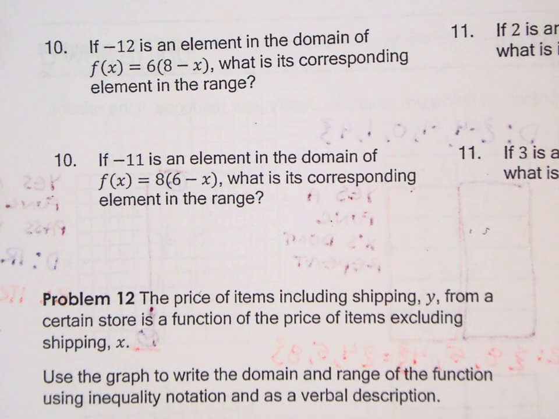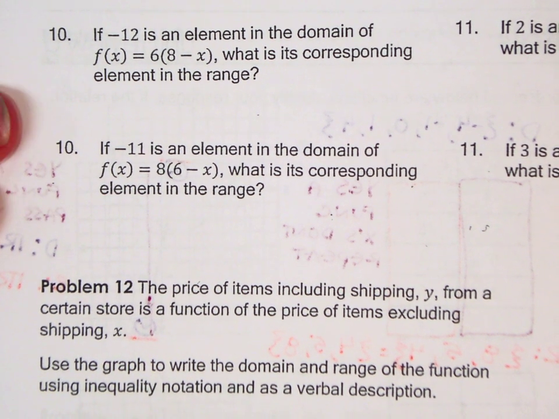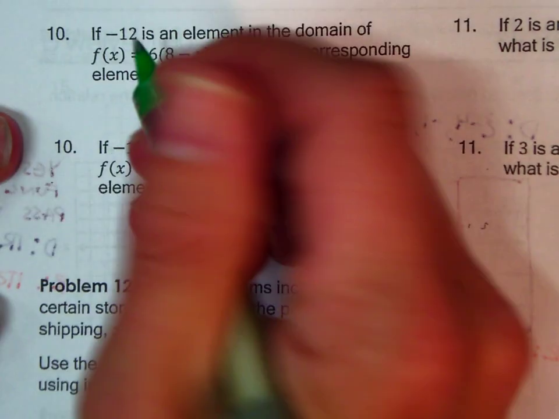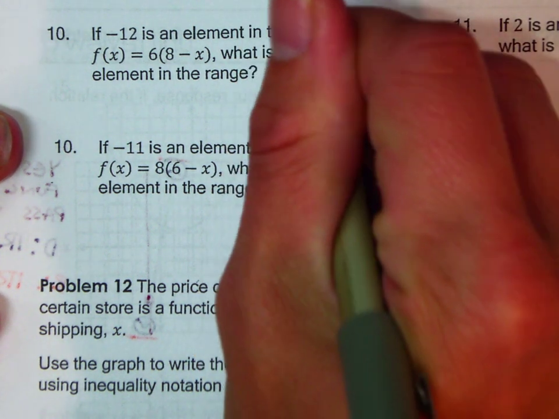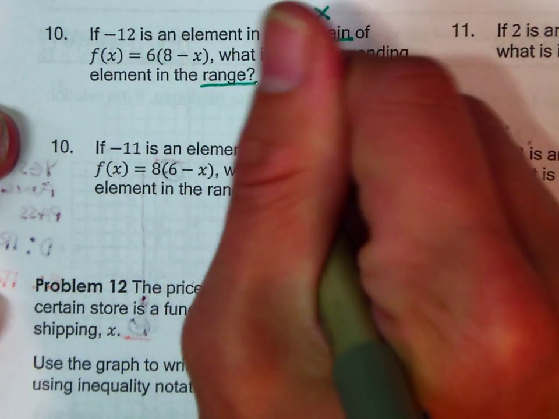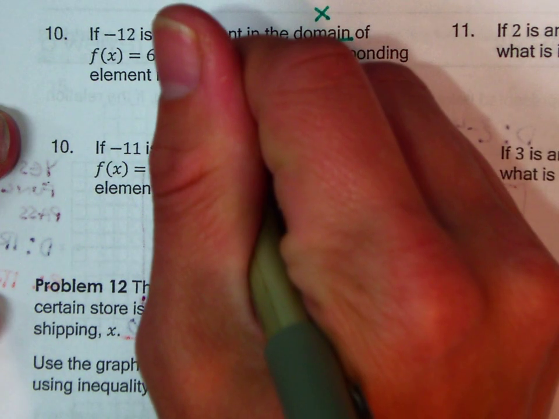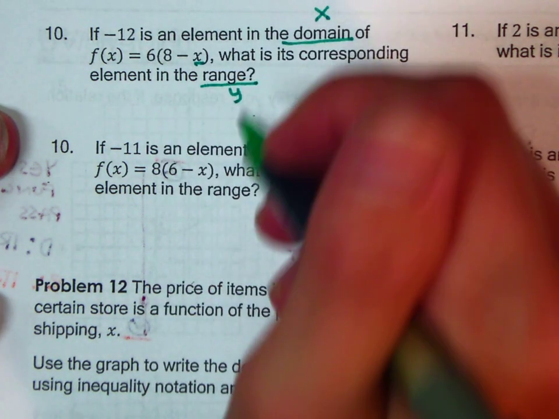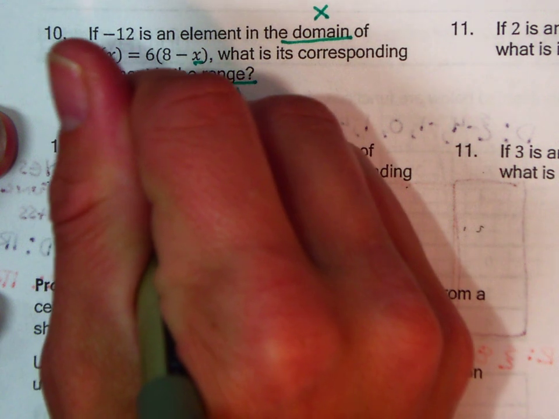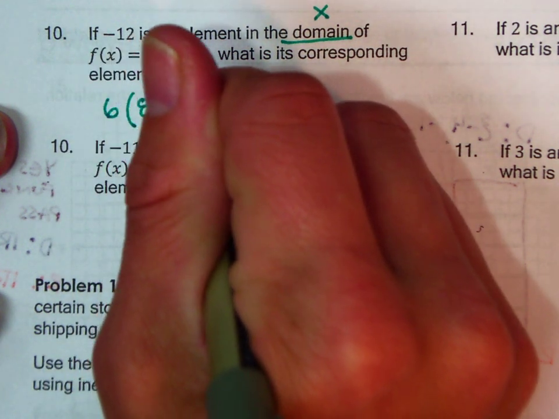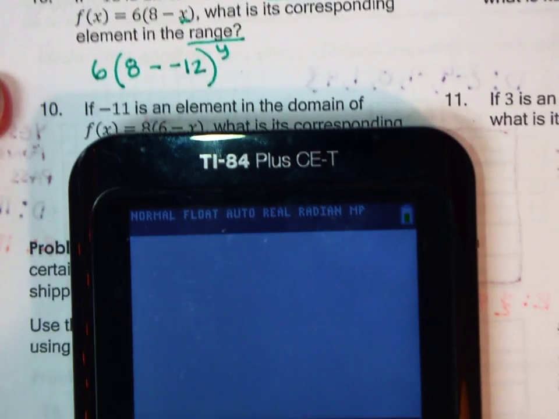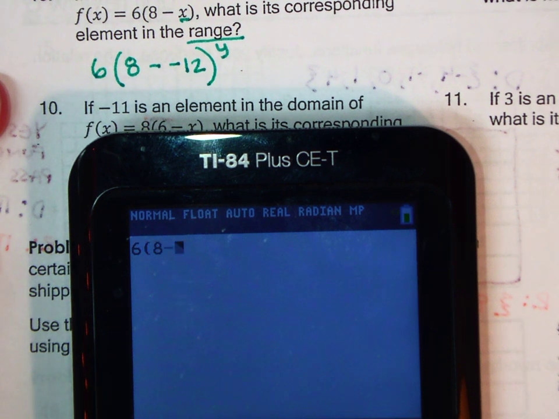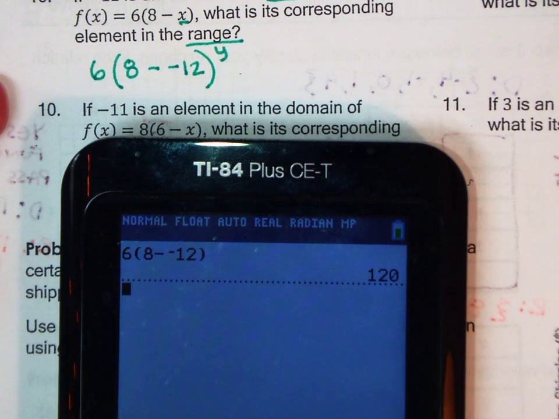No, you're good. All right, number 10 is another way of asking what the y value is given an x value. So it says -12 is an element in the domain. Well, we know that domain stands for x, and it's asking me for the range, which stands for y. So in place of the x right here, I'm going to put -12. So in my calculator, I'm going to type 6 parentheses 8 minus, and then -12. And then you can type it in just like that. 6 parentheses 8 minus -12. And it gives me 120.